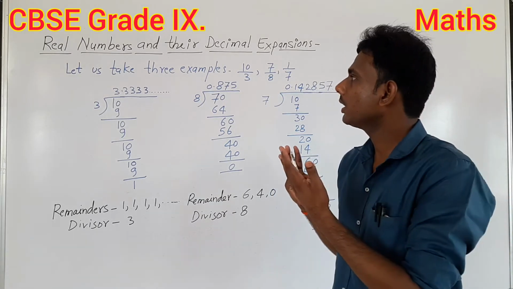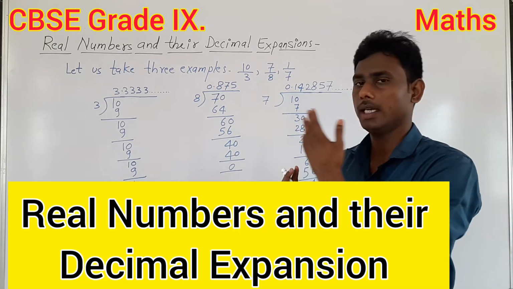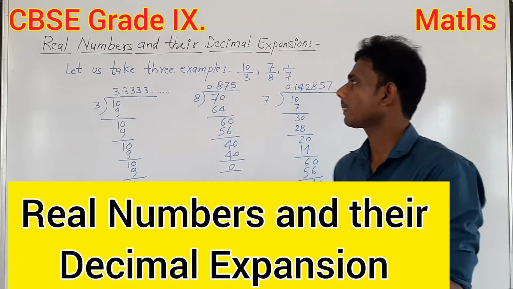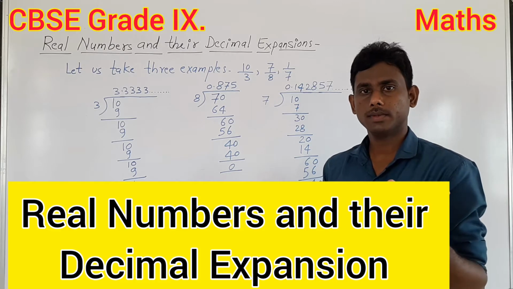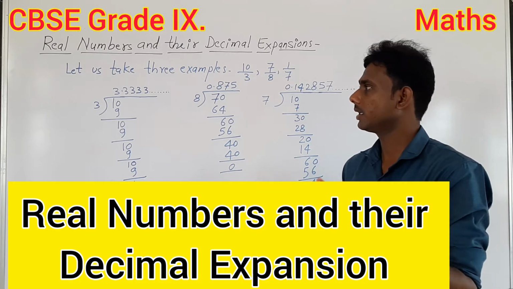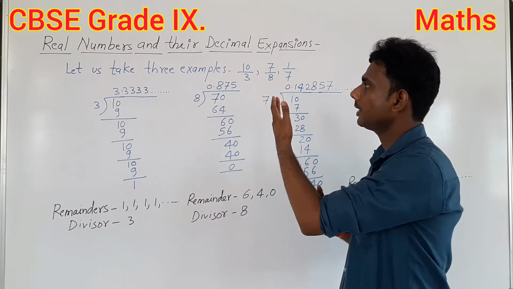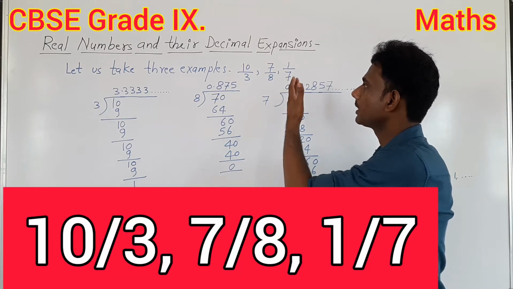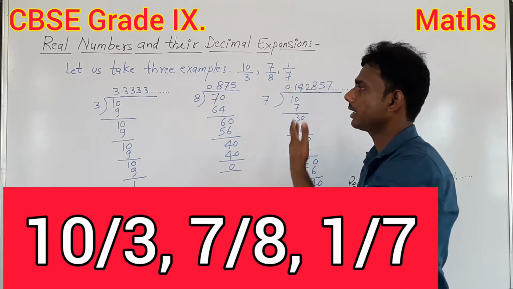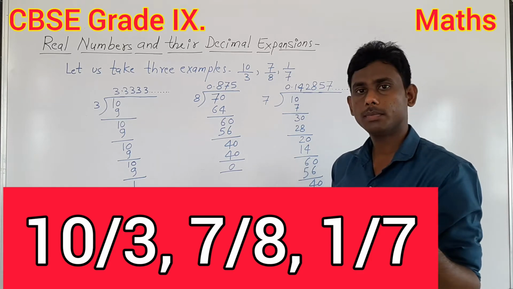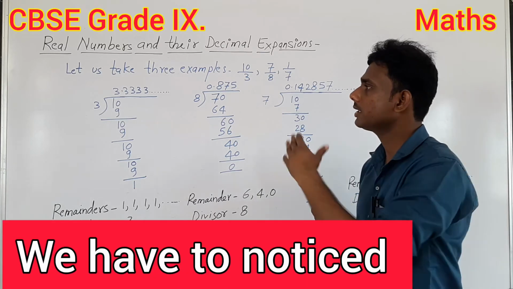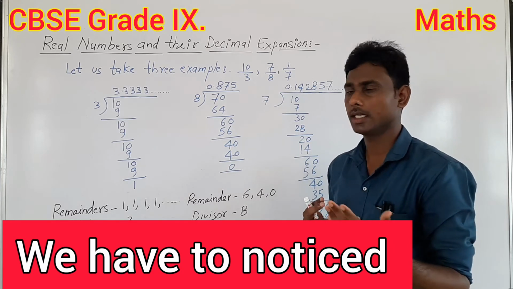Today we are going to learn real numbers and their decimal expansion. We know that real numbers are a set of rational and irrational numbers. Let us take three examples: 10 upon 3, 7 upon 8, 1 upon 7. Now we have to divide and notice what the decimal expansion is.